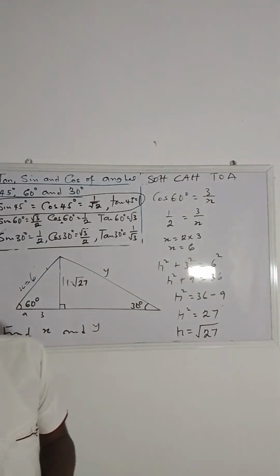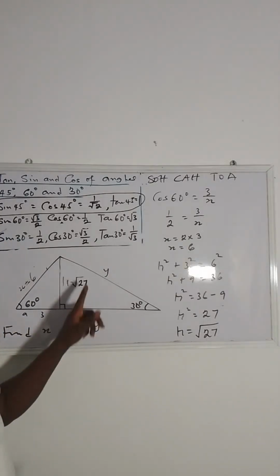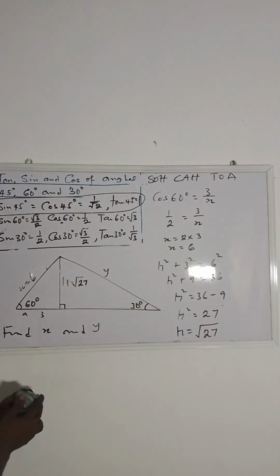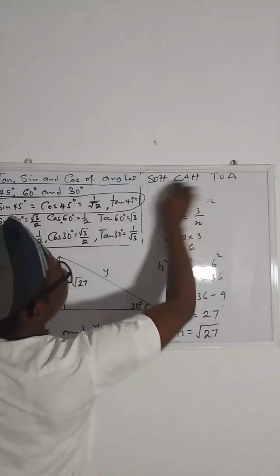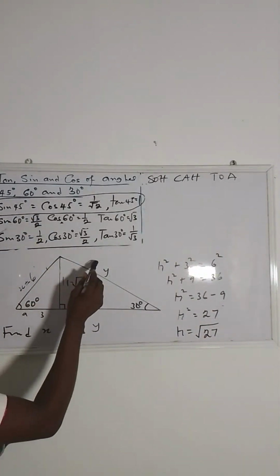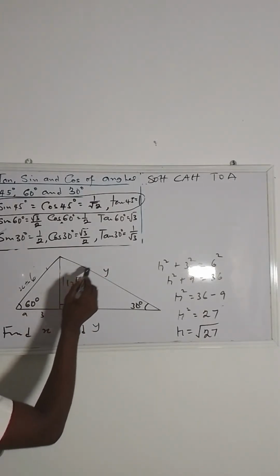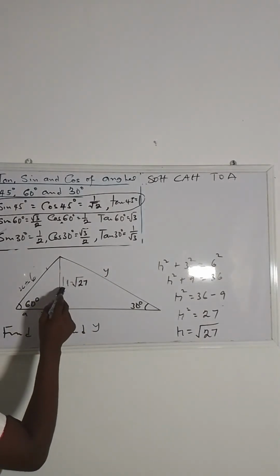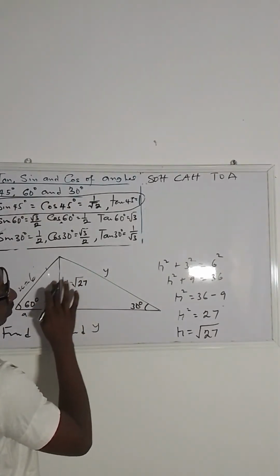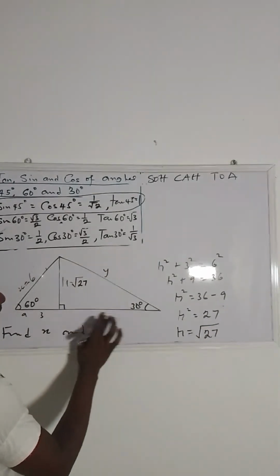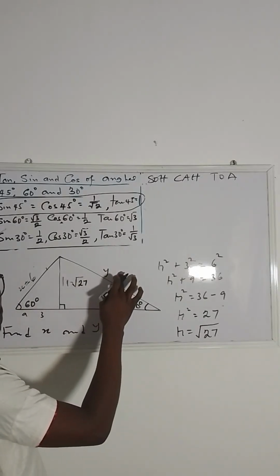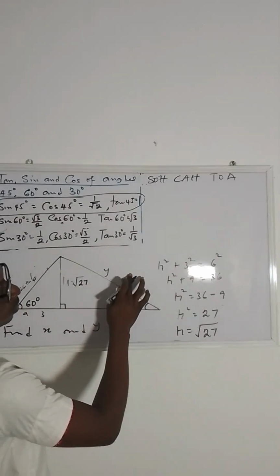So now we need to get y. To get y, I'm considering this side and this side together. Let me consider this opposite, this hypotenuse, and this adjacent. So I'm considering opposite and hypotenuse.